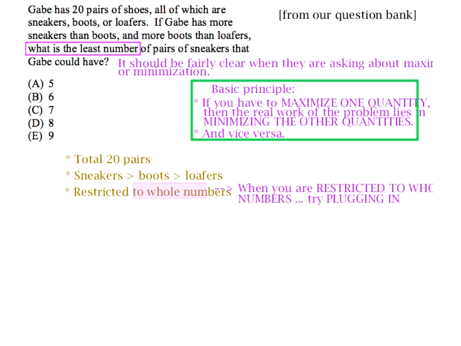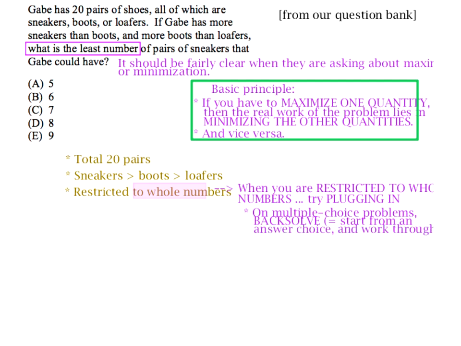On multiple choice problems like this one, it's called back solving in our own terminology, but in other words, start from an answer choice and work backward through the information. And just see if you get a result at the end that is consistent with itself. So that's what we're going to try doing here in a second.